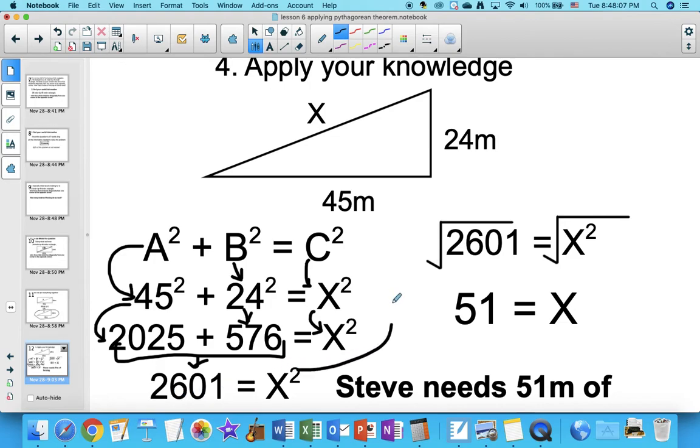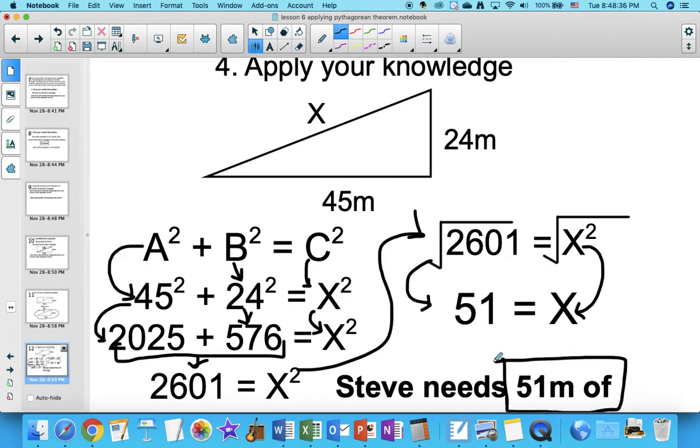Okay, so now we go back up here. I have x squared though. I want to get rid of that little 2. So remember, just like in normal algebra, we do the opposite. If I'm squaring x, I need to do the opposite, which is square rooting. Whatever I do to this side, I must do to this side. So I square root 2,601, which will then become 51. The 2 disappears on this one, so I just get x. X equals 51. So Steve needs 51 meters of fencing.